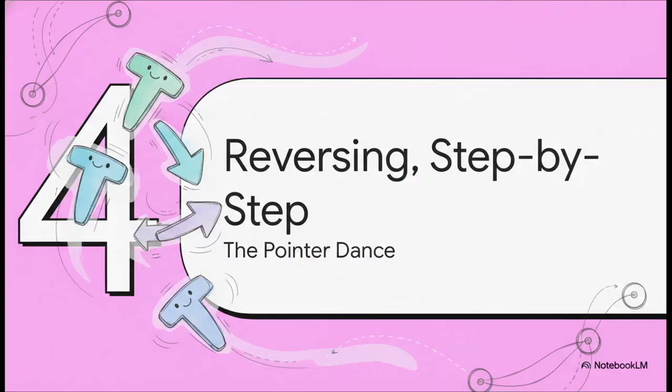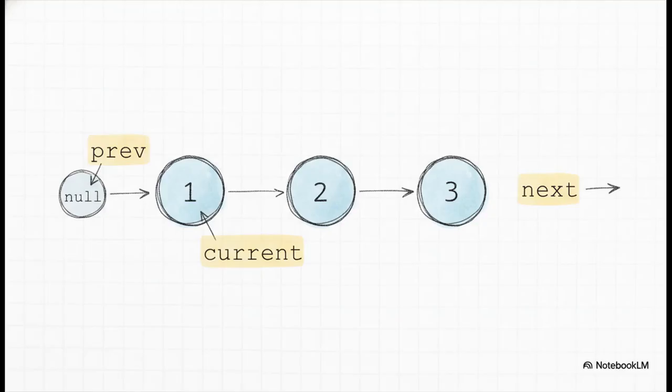Okay, theory is great, but let's actually see this in action. We're going to walk through the whole process and watch these 3 pointers do a little dance all the way down the list. All right, here we go. This is our setup. Current kicks things off at the head of the list, which is node 1. And prev? Well, it's pointing to null because there's nothing before the first node, right? Our next pointer is just waiting on the sidelines, ready for its big moment.